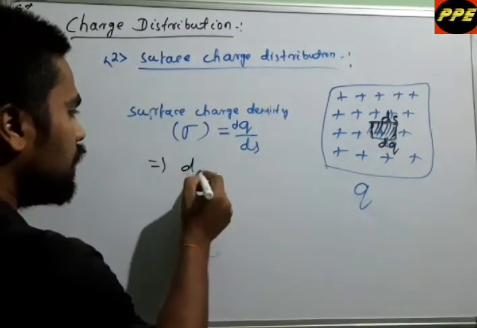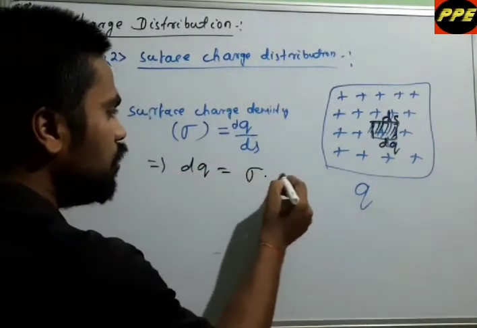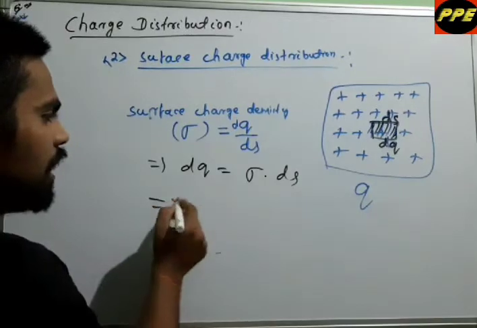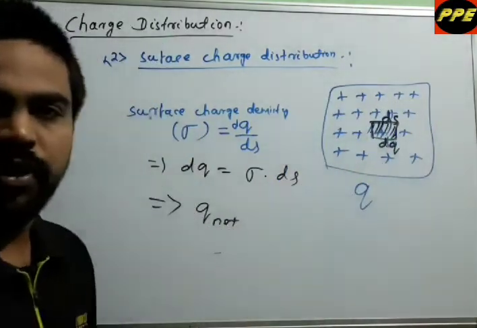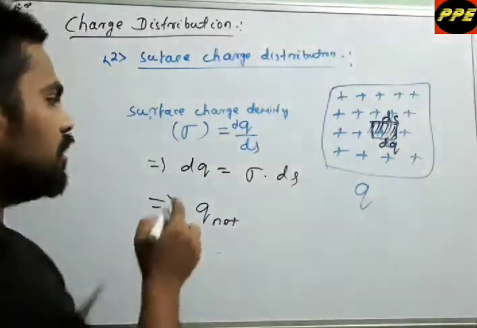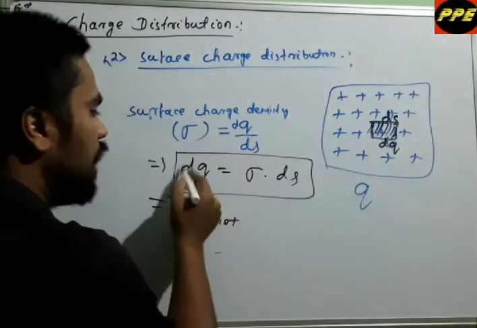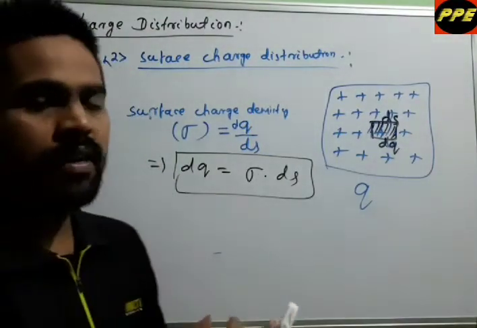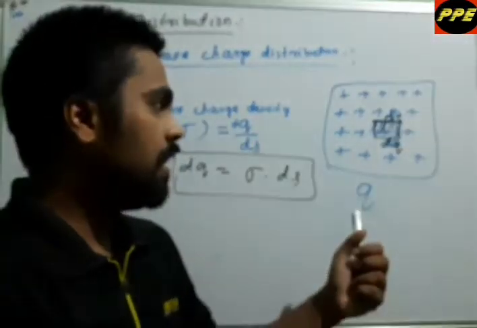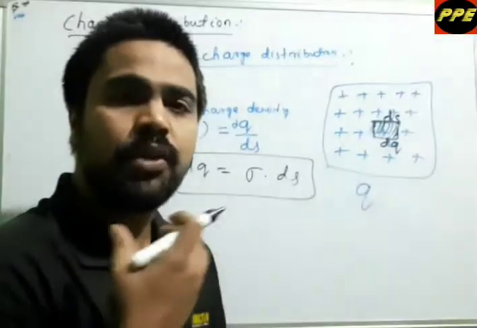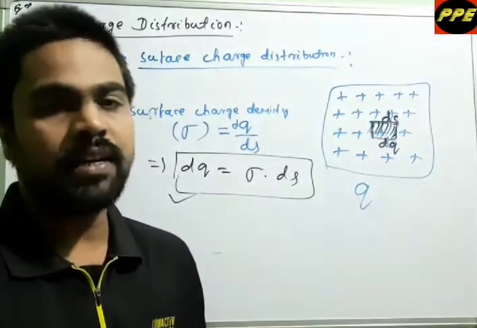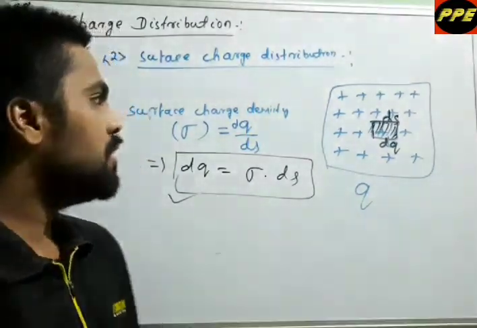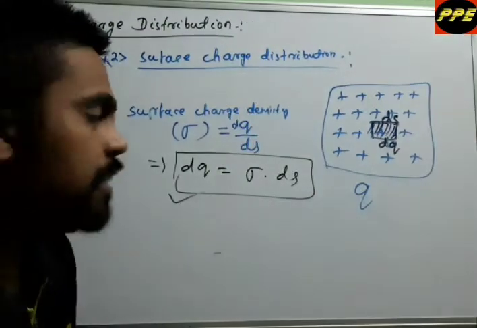Now you can take dq is equal to sigma into ds. If you integrate both sides, then you can find the net charge on the surface. So you have to remember this formula. If a problem is asking about a surface, meaning charges are distributed on a surface, then you can use this formula to find the net charge. So this is called surface charge distribution.